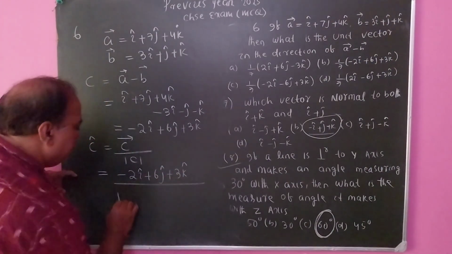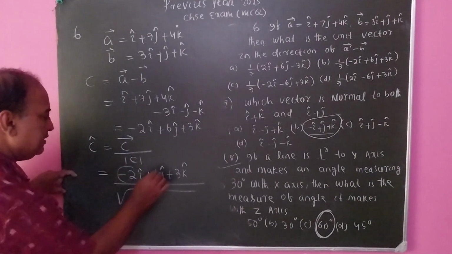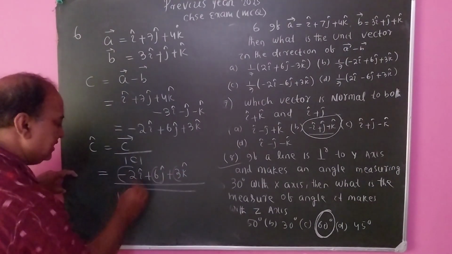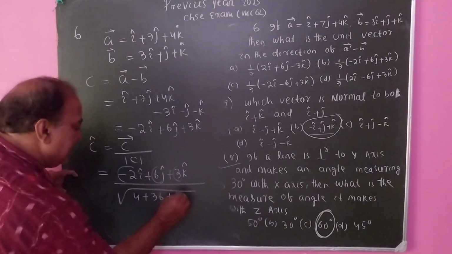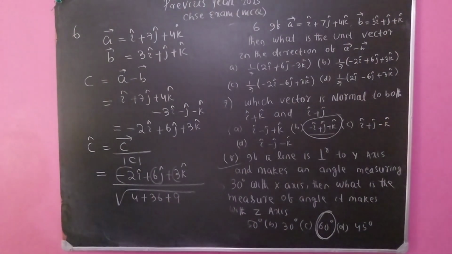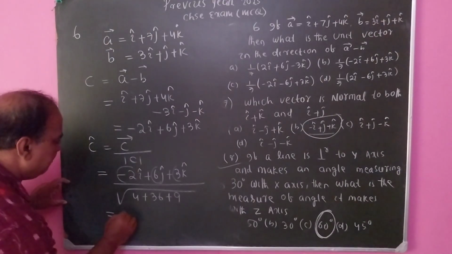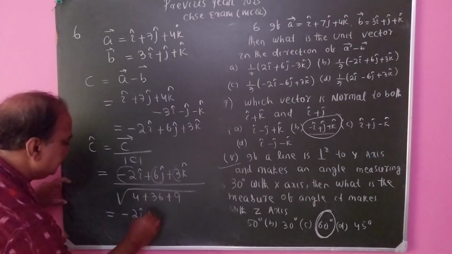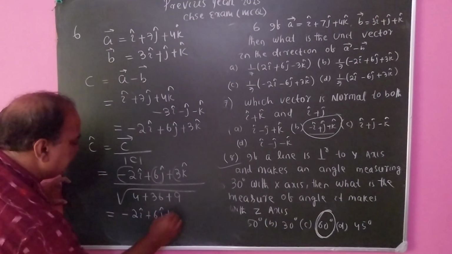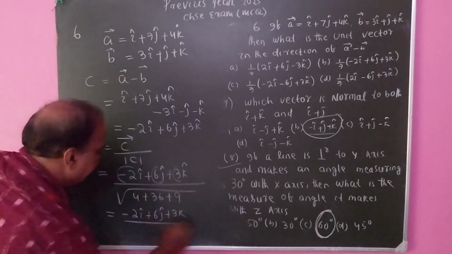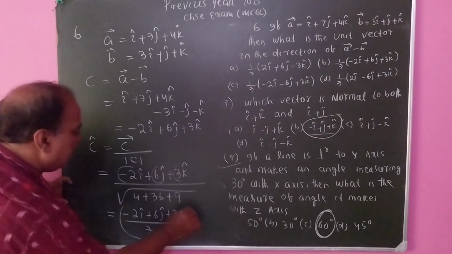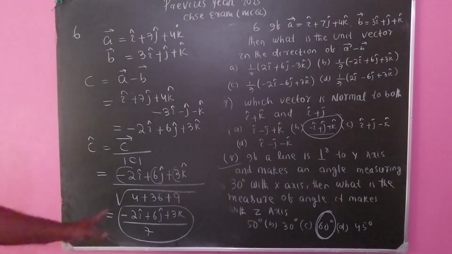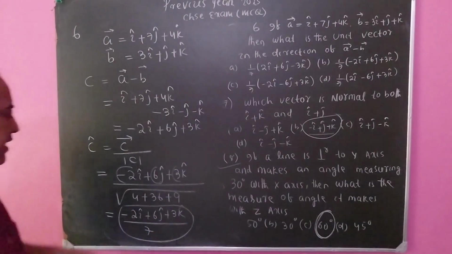Magnitude means this square, this square, this square. It is 4, here it is 36, here it is 9. Okay, so we get minus 2i cap plus 6j cap plus 3k cap divided by the square root of 49, which is 7. So this is the answer of this question: minus 2i cap plus 6j cap plus 3k cap divided by 7.